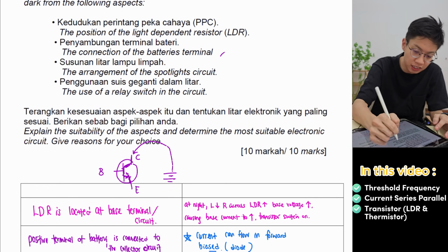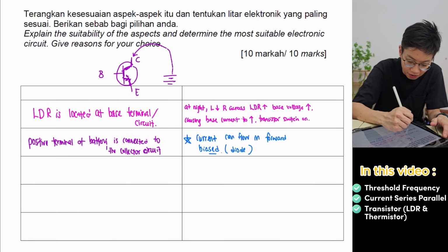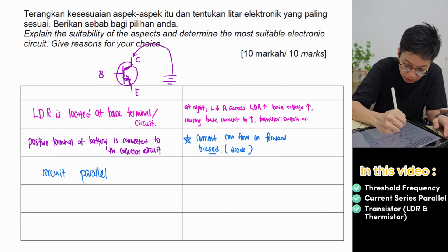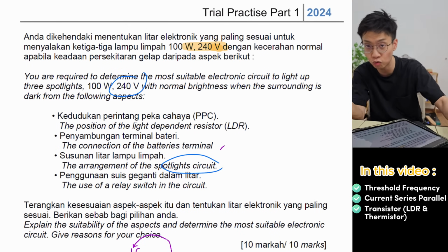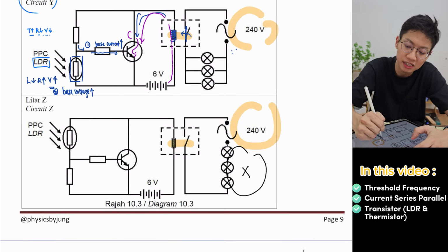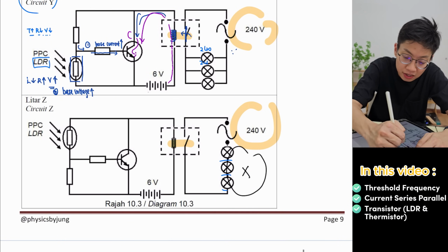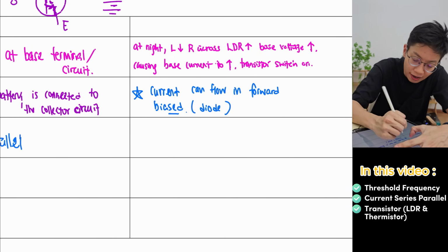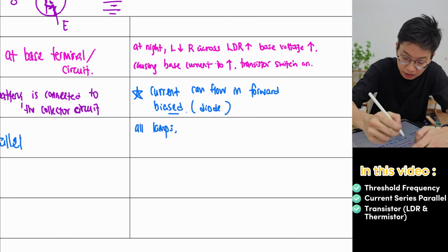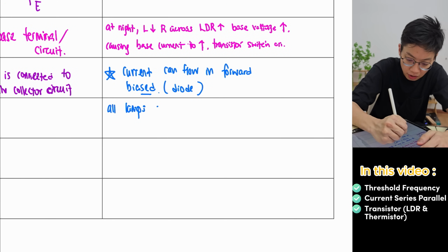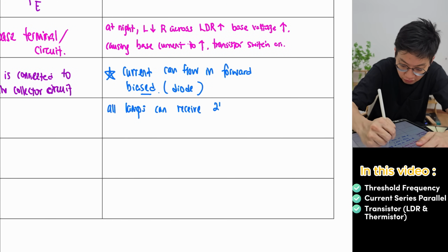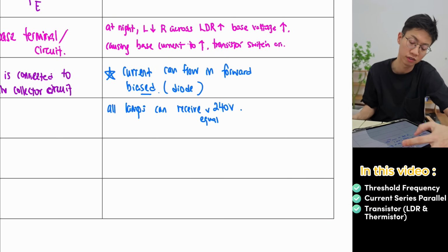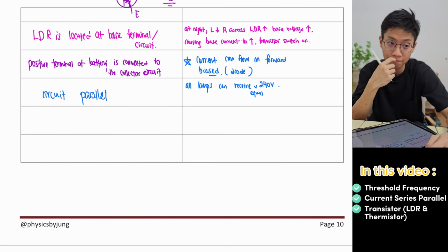And then what about the third one and the fourth one? My spotlight circuit. You must say that your circuit must be parallel. So why parallel? Because they tell you that all the 3 spotlights must receive 240 volts. If you connect this in series, they will share the voltage. Parallel means everybody will receive 240 volts. So your circuit has to be parallel so that all of the lamps can receive 240 volts, or you can say equal 240 volts. They must be connected in parallel.